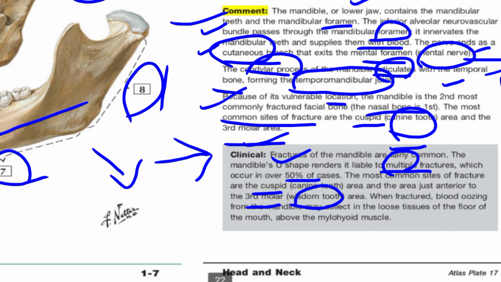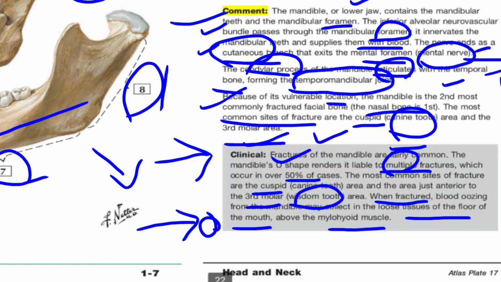When there is any kind of fracture, any bone break, blood oozes from the mandible and collects in the loose tissues of the floor of the mouth. When blood leaks from any area, after some time it forms a clot above the mylohyoid muscle.